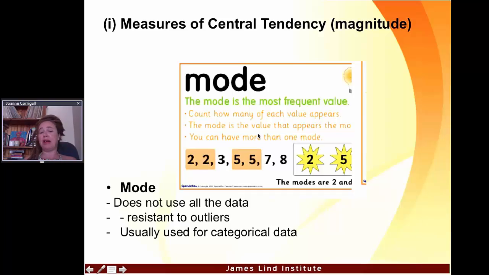And there might be no mode if every single value is different. So the mode is oftentimes not just one value, but it gives us a sense of what is the most commonly occurring value. And it's often used for categorical data.